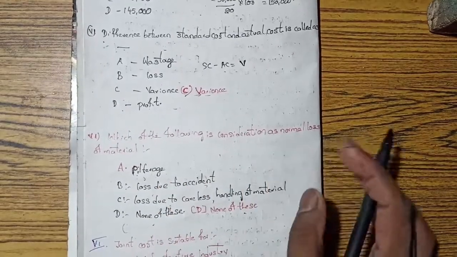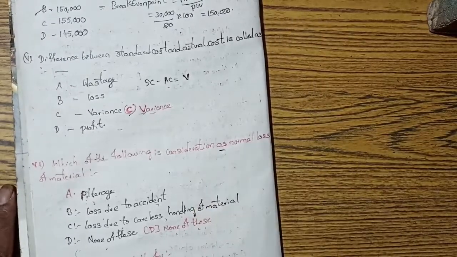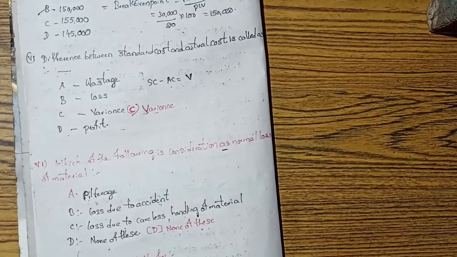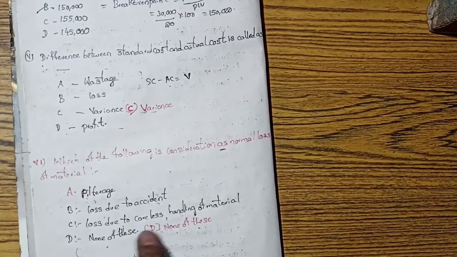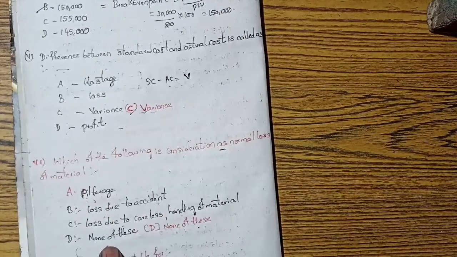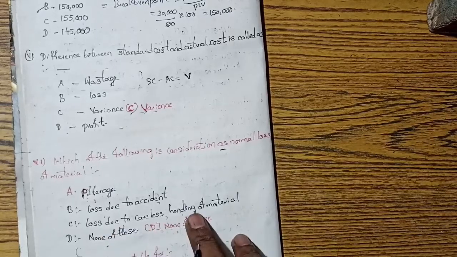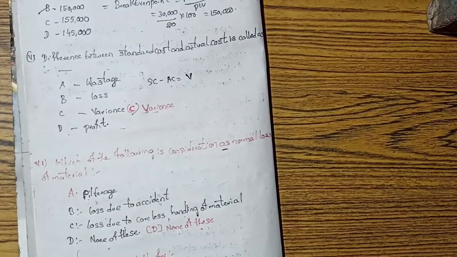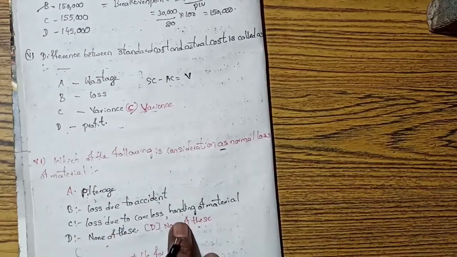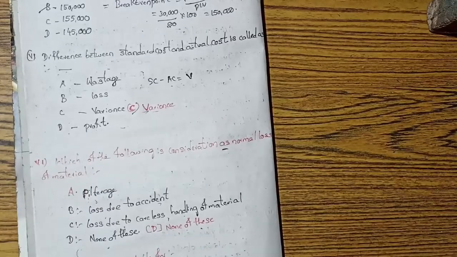Which of the following is considered as normal loss of material? This phrase is very important to remember. Whenever this question is given, we see the options and select none of these. I repeat again, which of the following is considered as a normal loss of material? In that case, we select none of these.